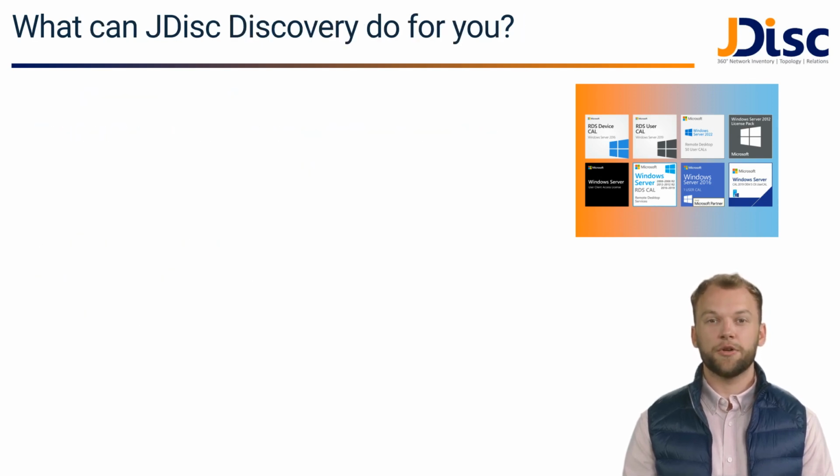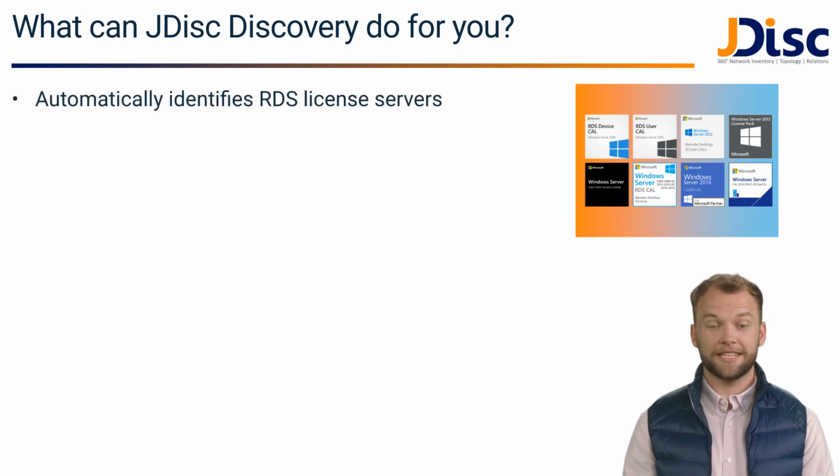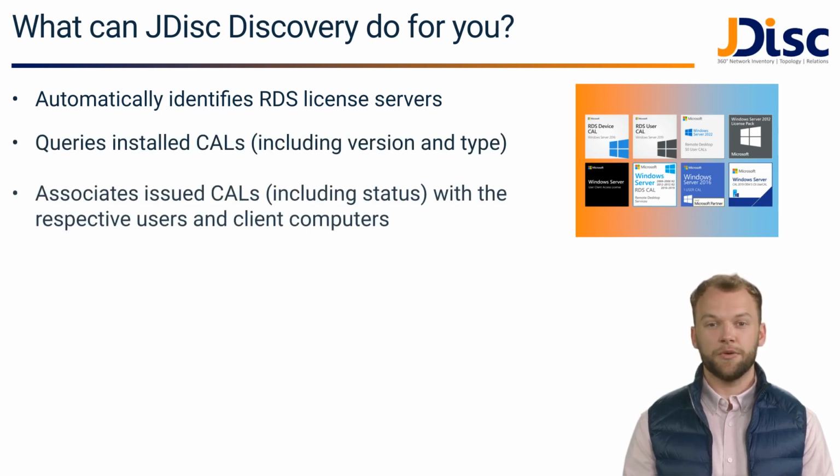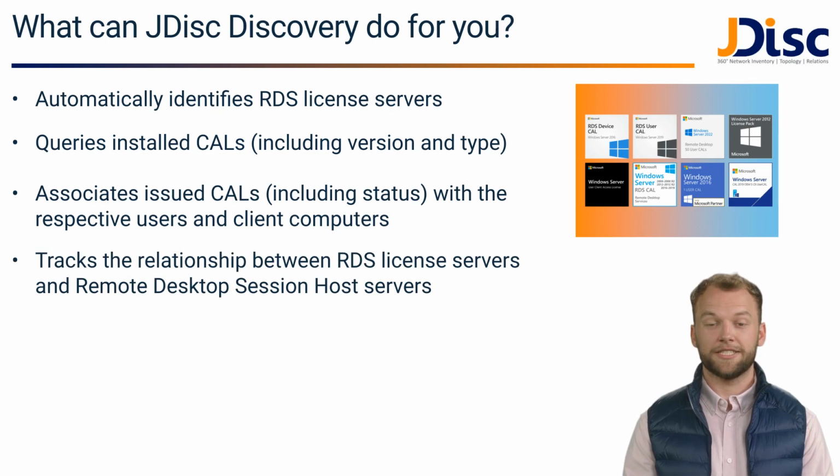Okay, now that you know more about client access licenses, please let me explain what JDisc Discovery can do for you. JDisc Discovery does automatically identify RDS licensed servers on your network. It queries installed client access licenses, including version and type, and associates issued CALs, including status, with the respective users and client computers. Last but not least, JDisc Discovery also tracks the relationship between RDS licensed servers and remote desktop session host servers.